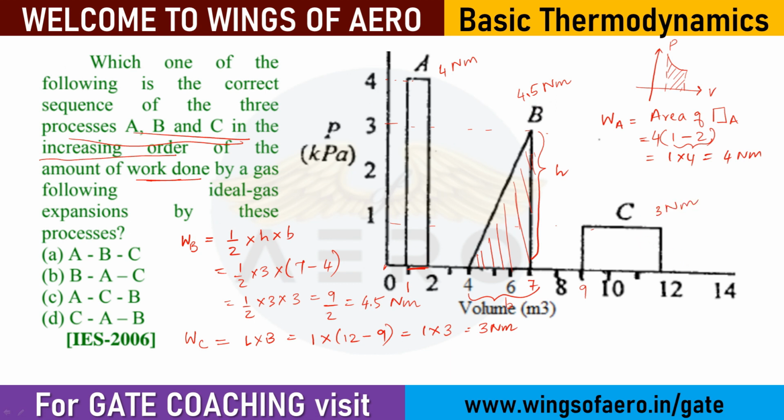Now look into the answers and tell me which is the right option. They said increasing order of the amount of work done, which means gradually it should increase. Now which is the biggest one here? CBA, very good. So the list is C, then we have A, then we have B. So the right option is D.